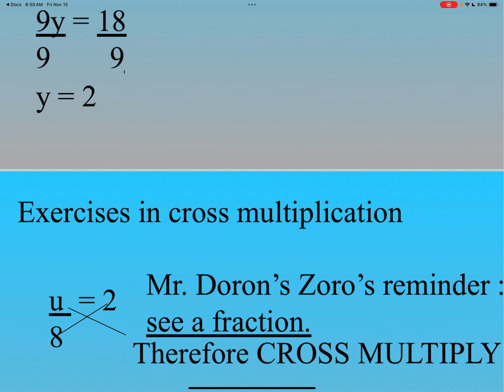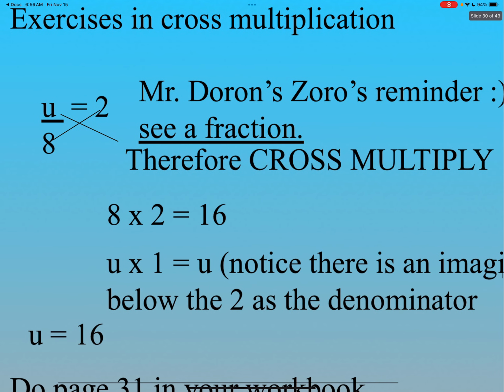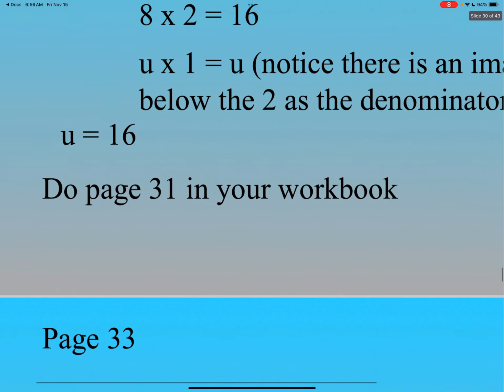And so u times an imaginary 1. We just finished Halloween and I tried to make a little bit of light of stuff so that the students can remember. There was an imaginary 1. We talked about imaginary ghosts. That got a couple of giggles, and then hopefully they would remember u times 1 is u, 8 times 2 is 16. The answer, u is 16. And from there, they'll always remember cross multiplication when you see something like that.